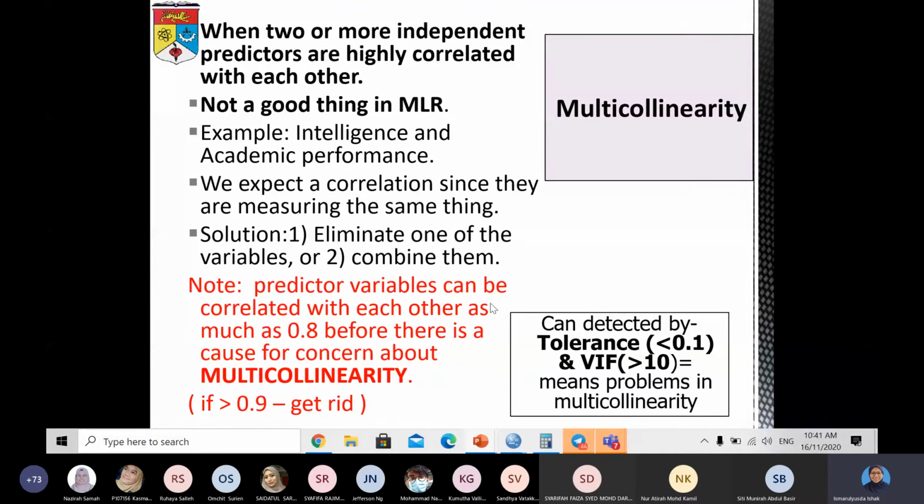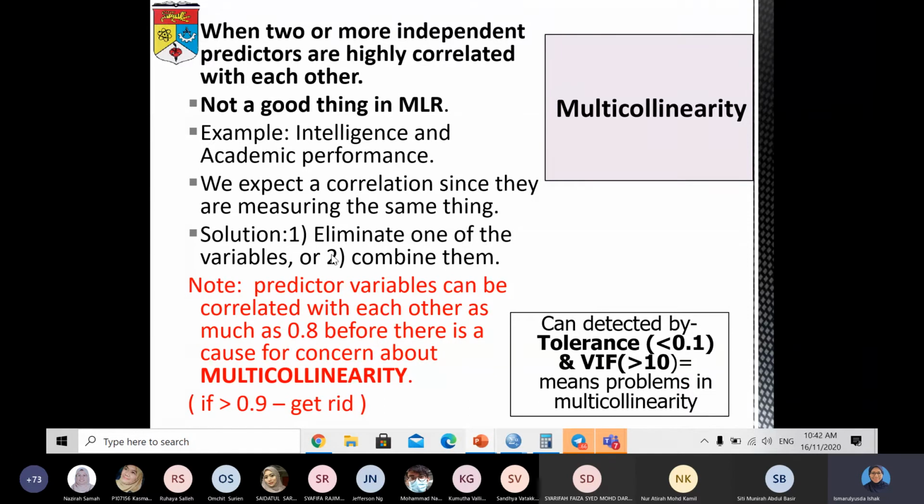Okay, predictor variables can be correlated with each other as much as 0.8 before there is a cause for concern about multicollinearity. If 0.8 to 0.9, okay, there is a concern. You have to be aware, be careful. But if more than 0.9, totally eliminate one of them.